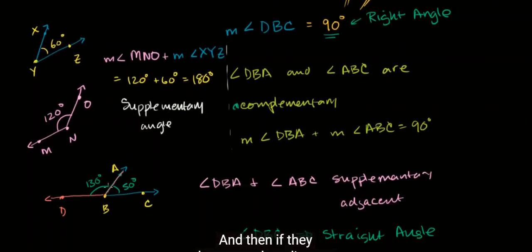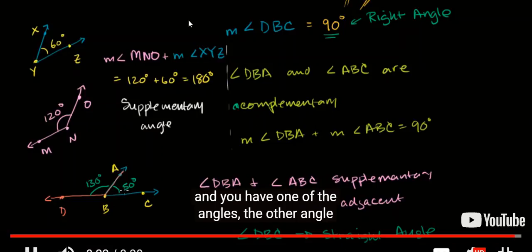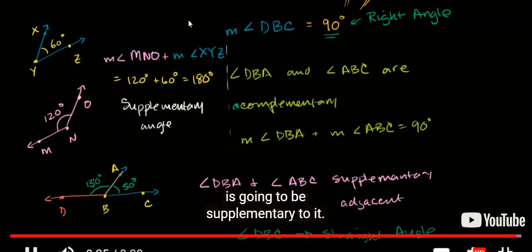And then if they happen to be adjacent, they will form a straight angle. Or another way, if you have a straight angle and you have one of the angles, the other angle is going to be supplementary to it. They're going to add up to 180 degrees. So I'll leave you there.